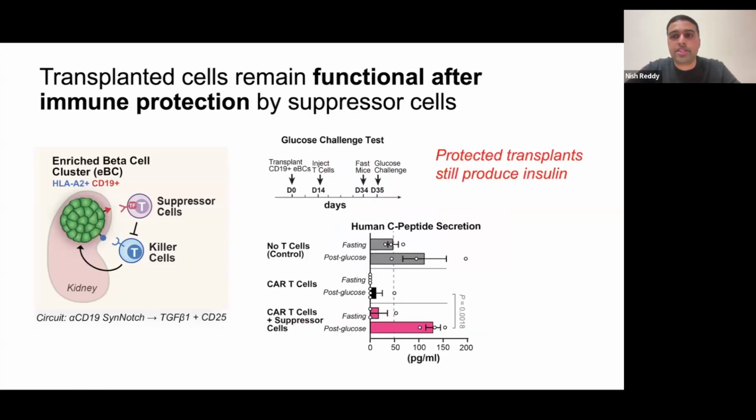So we wanted to see whether these transplanted EBCs were still functional after protection. And to do this, we did a glucose challenge test where we injected fasted mice with glucose and measured the human C-peptide that's produced by these under fasting conditions and 30 minutes after glucose injection. And what we see is that in the presence of CAR T cells, we almost completely lose the ability to produce C-peptide, whereas at similar levels to the no T cell control.